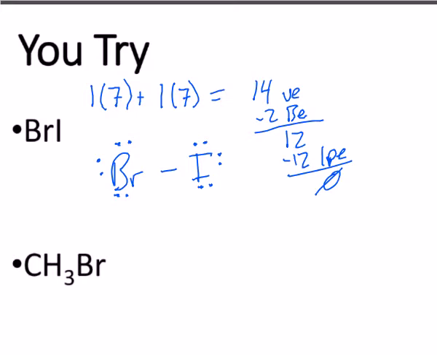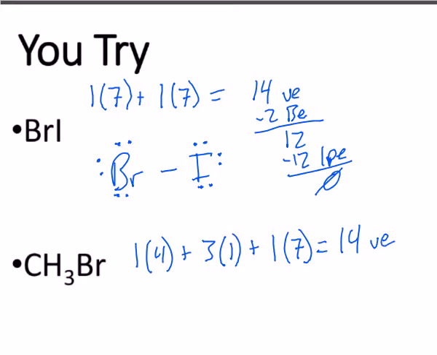Questions? Now we'll go on to the next one, a little bit more challenging. So we've got 1 for carbon. It's got 4 valence electrons. Plus we've got 3 hydrogens, which each have 1. Plus 1 bromine, which is 7. When you add all those up, how many valence electrons do we have? 14. 14 valence electrons. What's my central atom going to be?